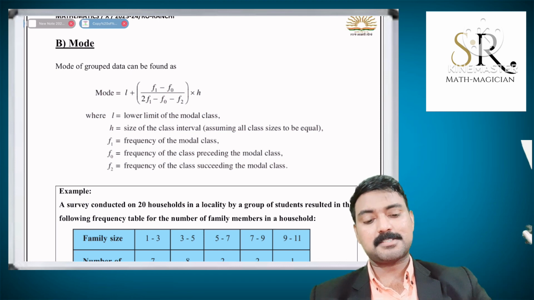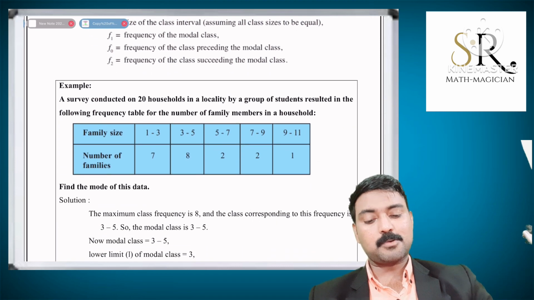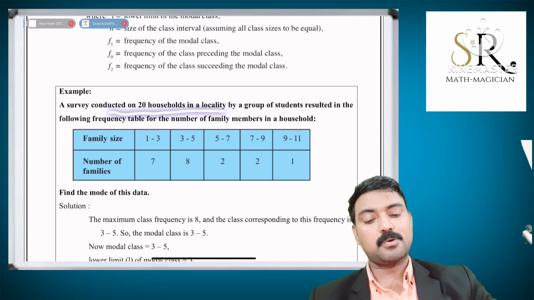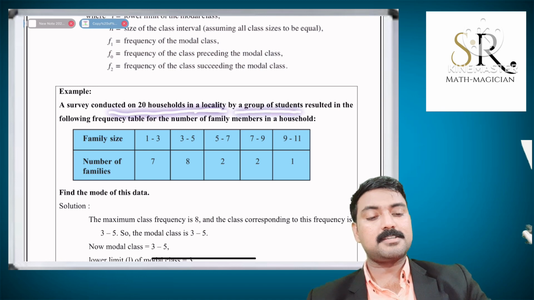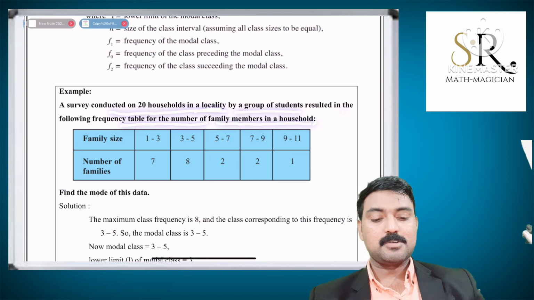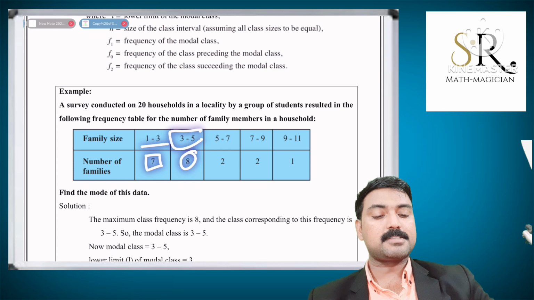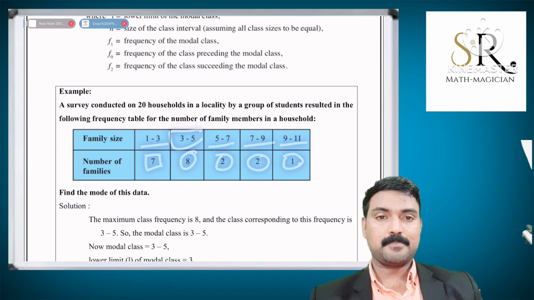What is modal class? For example, there is a question. A survey conducted on 20 households in a locality by a group of students resulted in the following frequency table for the number of family members in the household. So 1 to 3 family size, number of families 7. 3 to 5, 8 families are there. 5 to 7, 2 families. 7 to 9, 2 families. 9 to 11, 1 family is there.